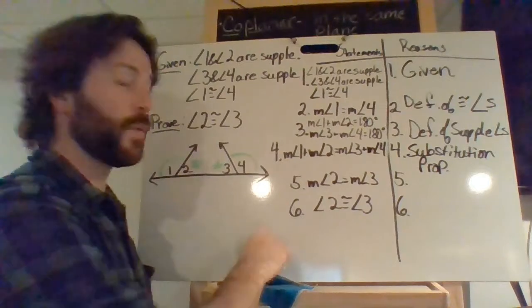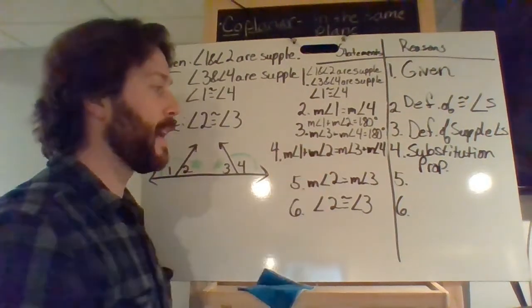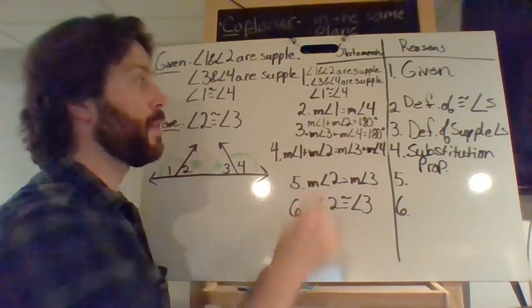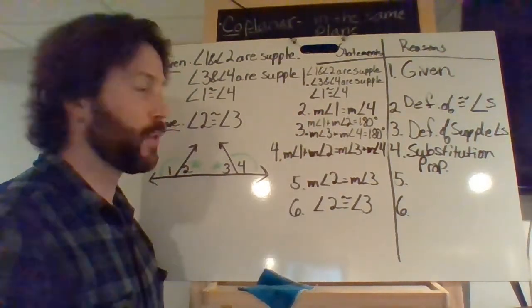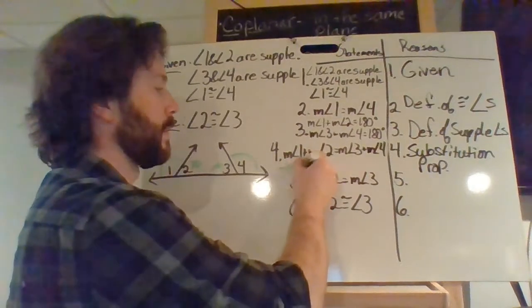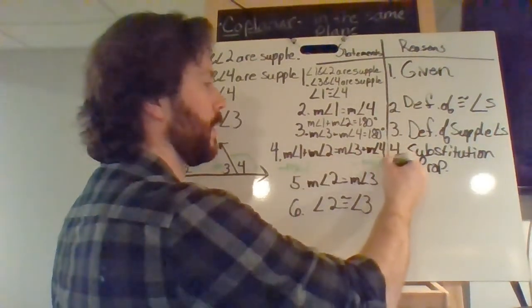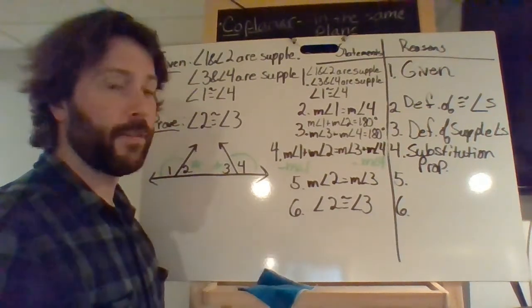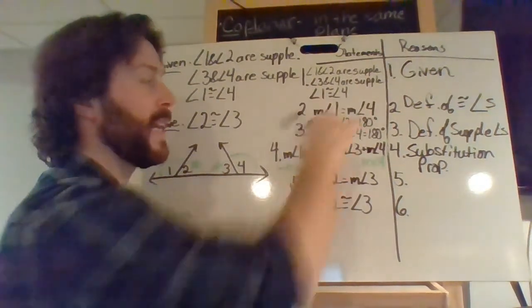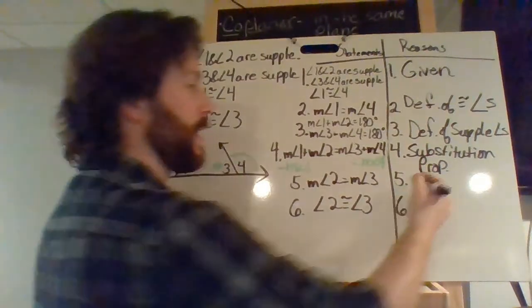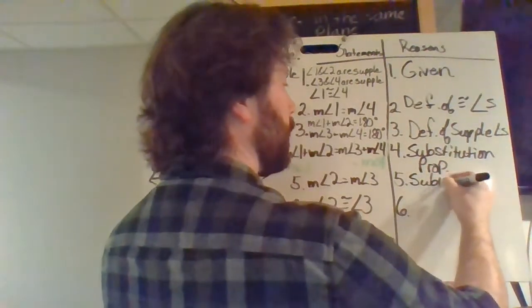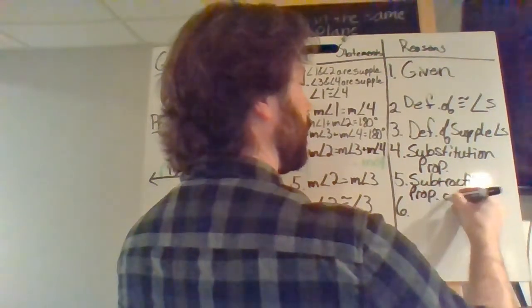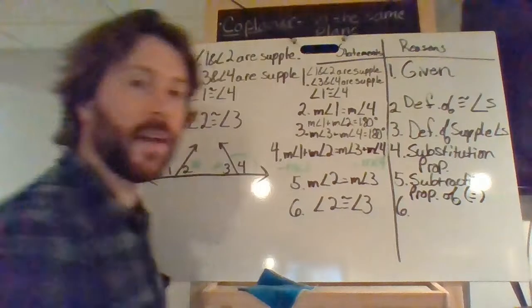Now, much like the last one, the difference from line 4 to line 5 is that angle 1 and angle 4 disappear. The reason that I'm allowed to do that: the measure of angle 1 equals the measure of angle 4, so I can subtract that from both sides. Now remember, the subtraction property of equality says you can subtract the same thing from both sides. Since the measure of angle 1 equals the measure of angle 4, we are subtracting the same thing from both sides. That's the subtraction property of equality.